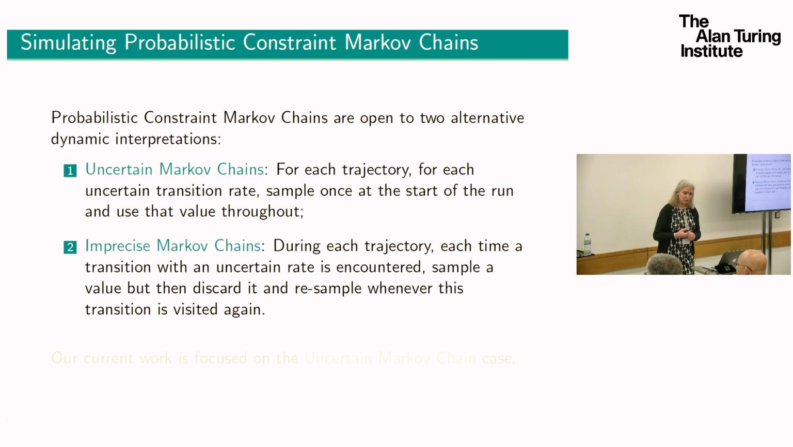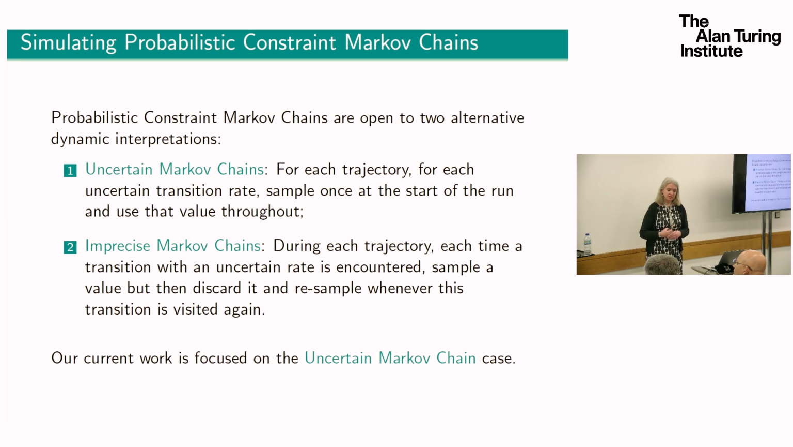The other, which we call imprecise Markov chains, assumes that the rate is uncertain because it may be subject to elements that you're not modeling in your system. So it may actually vary during the execution. Okay, so in this case, each time you encounter a transition with that rate during the execution, you resample, and you would get a possibly different value over time. For the moment, in this work, we're focusing just on uncertain Markov chains.